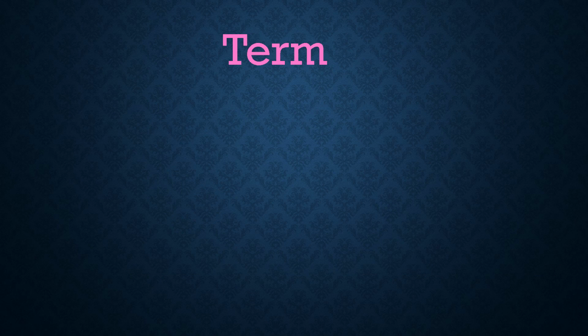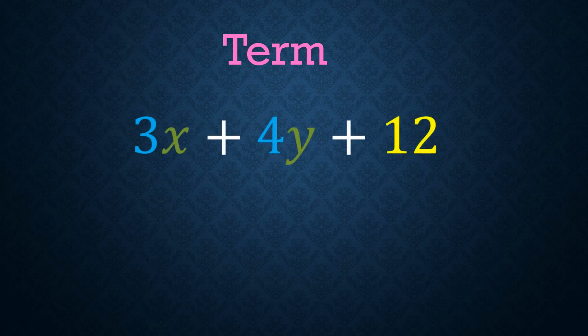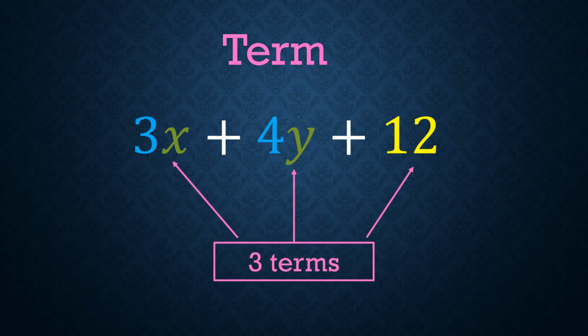In each expression, we have terms, and a term is the name given to a number, a variable, or a number and a variable combined by a multiplication or a division. A term is also an expression that is separated by an addition or subtraction sign. So in this expression, 3x plus 4y plus 12, 3x, 4y, and 12 are considered to be terms. So therefore, in this expression, we have 3 terms.